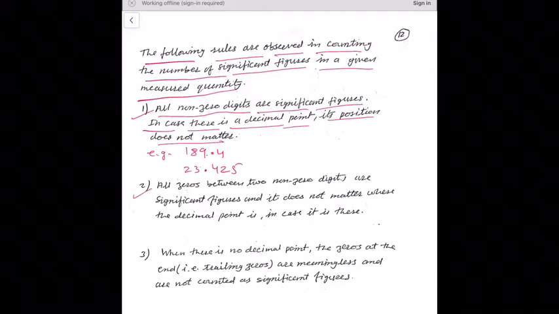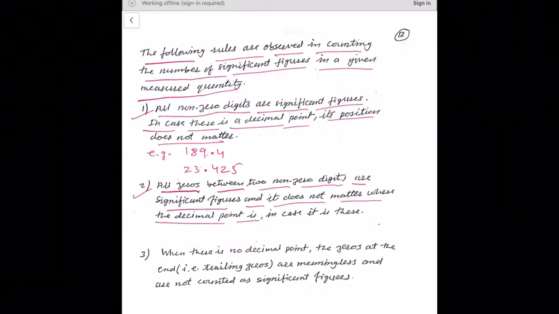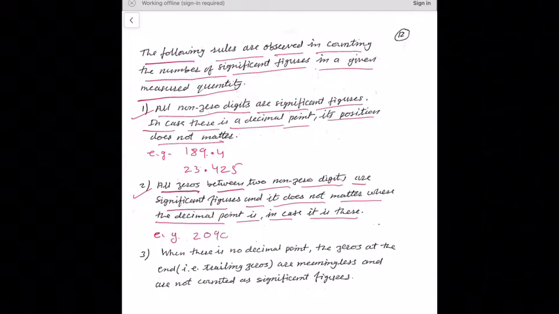Second, all zeros between two non-zero digits are significant figures, and it does not matter where the decimal point is, in case it is there. For example, 2090.03 has 6 significant figures.